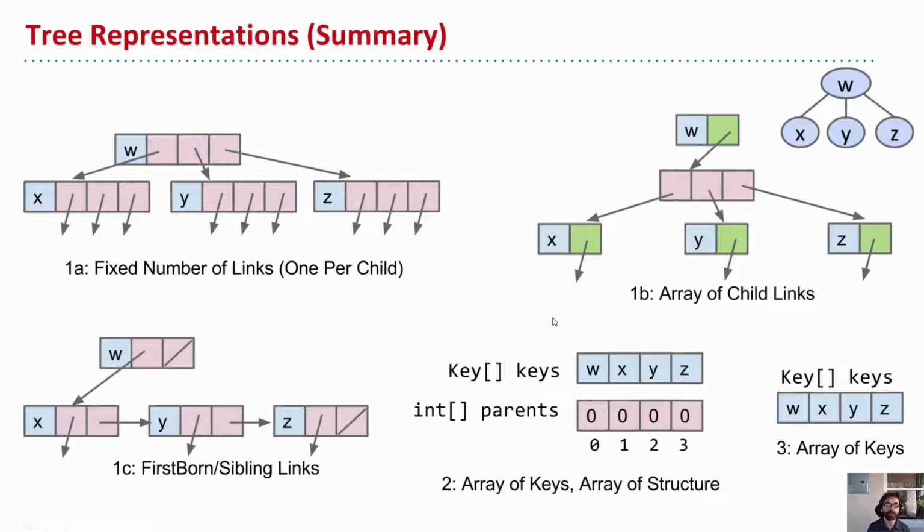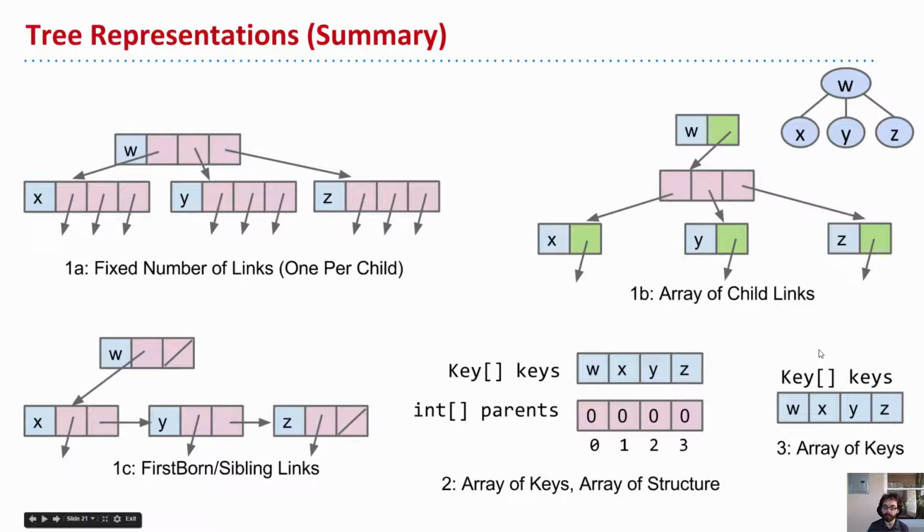So to summarize all of the tree representations, there are many ways of representing trees. We have these 3 which involve linked data structures, and then these 2 approaches: approach 2, where we have an array of keys and an array that represents the structure, and then finally approach 3 where we only have an array of keys, and in this case we're assuming that the structure is a complete tree. Okay. So now let's talk a little bit about heaps.